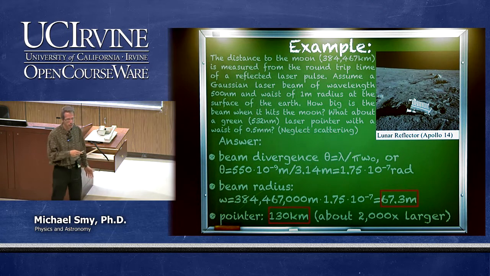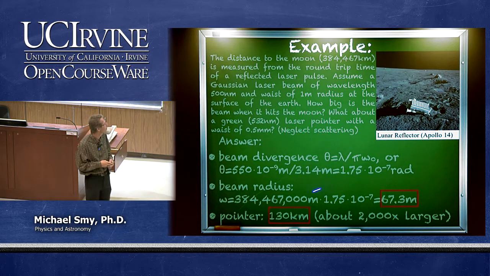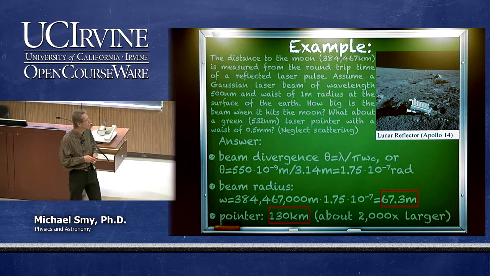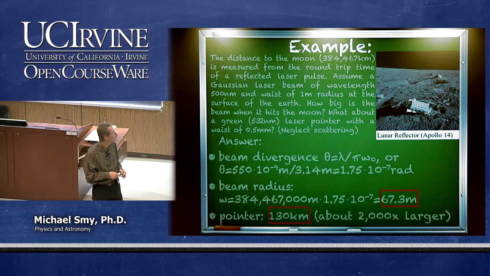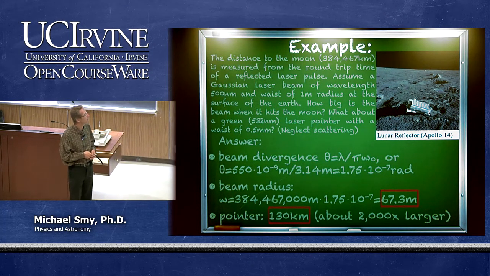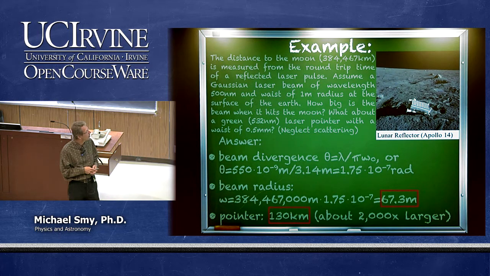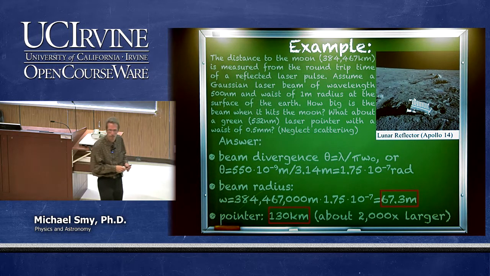And how big would it be for one of my laser pointers, which has a waist of perhaps roughly 0.5 millimeters? And to do that, we use this formula which tells us how the divergence angle is related to wavelength and waist. So for 550 nanometers, we get 1.75 times 10 to the minus 7 radians. And plugging in the distance to the moon, we get a beam spot of 67.3 meters, which is much larger than this reflector here. For the pointer, actually, because the waist is so much smaller, it would be a spot size of 130 kilometers. And that means that almost nothing from the intensity would get reflected back, because, of course, only the part of the beam spot that hits the reflector is reflected back.